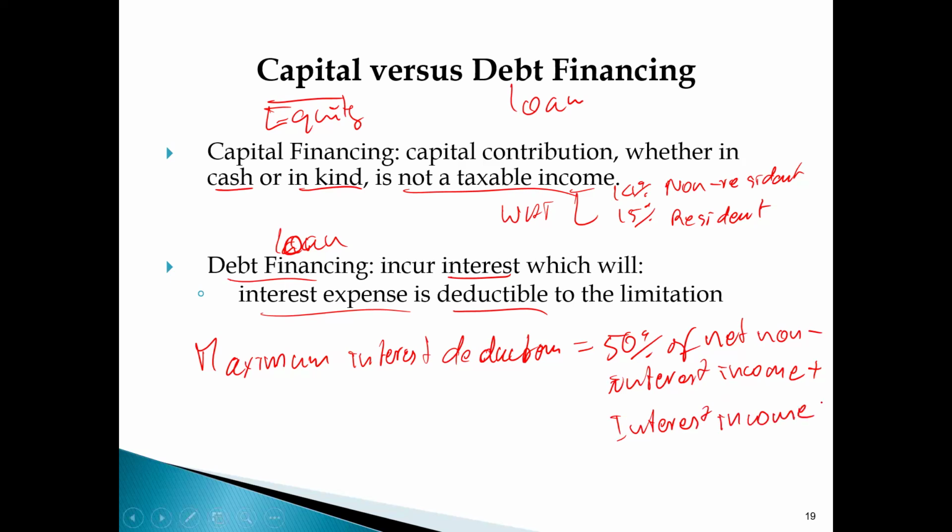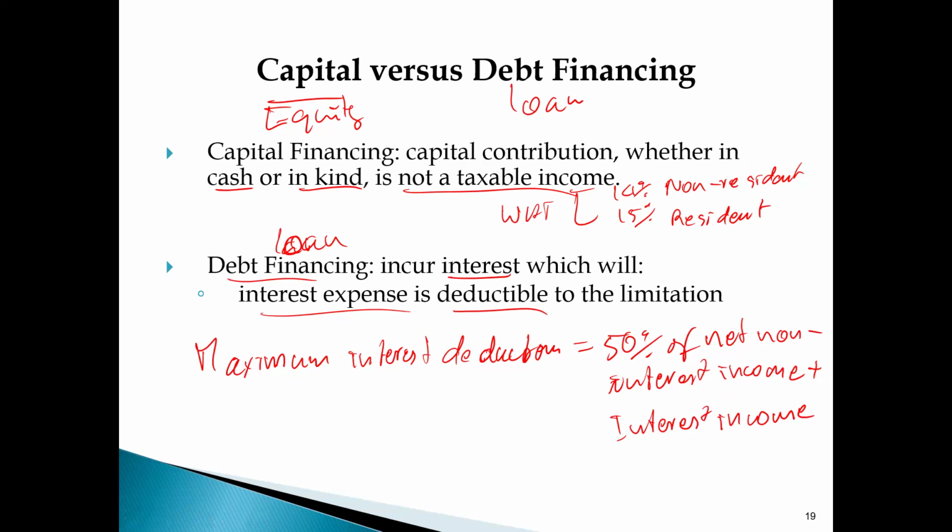Okay, so the maximum interest deduction is equal to 50% of net non-interest income plus interest income. You need to remember this formula, because you are required to do it. It's compulsory when you calculate tax on income.